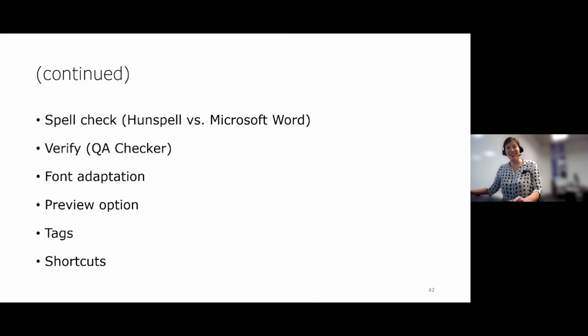And yes, there's more. Trotos does have an integrated spell checker. In fact, it has two different spell checkers, Hunspell and Microsoft Word. While Hunspell is the default spell check used by Trotos, the MS Word spell checker is much more reliable. So I would recommend adjusting your settings to use that one.